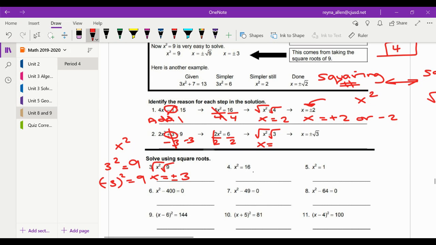X squared equals 16. What do I do to both sides? Good. Take the square root. The square root of x squared is just x. And then the square root of 16 is 4 times 4. So we will say positive 4 or negative 4. Again, this one, I'll make that a practice problem.